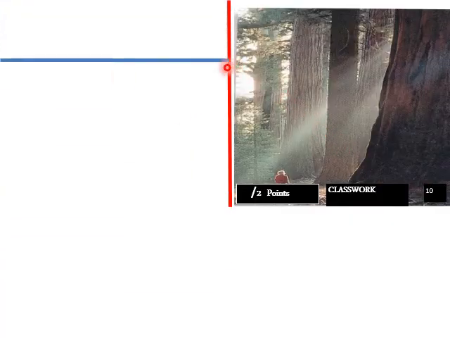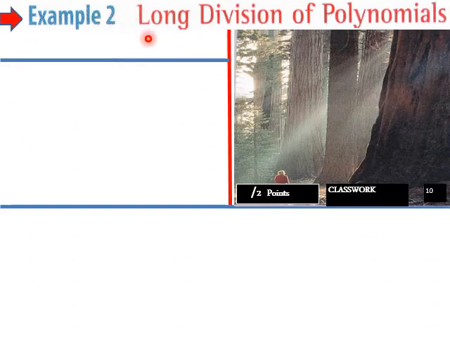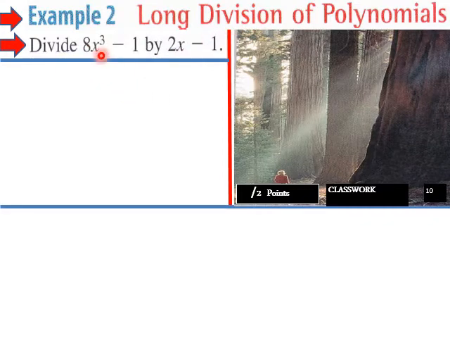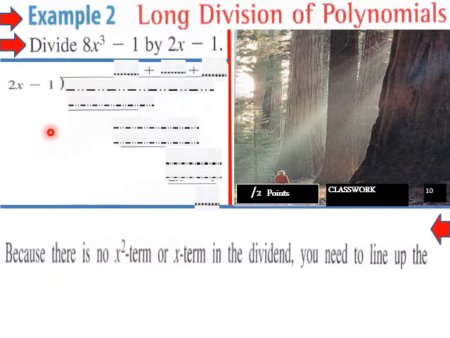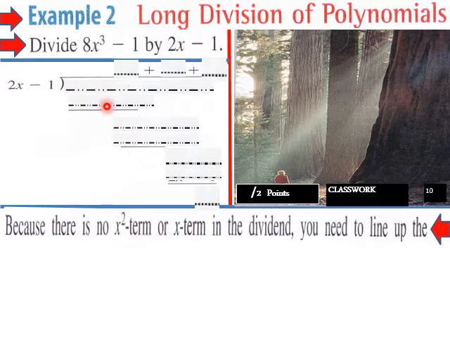So moving along here with this knowledge that we have now of all these algorithms. Example 2, long division of polynomials. Divide 8x cubed minus 1 by 2x minus 1. So here is our divisor, 2x minus 1, and this would be our dividend right here. To divide this in long division, there's no x squared term and no x term, and we need to fill those in. So we have to do that in our long division format here.